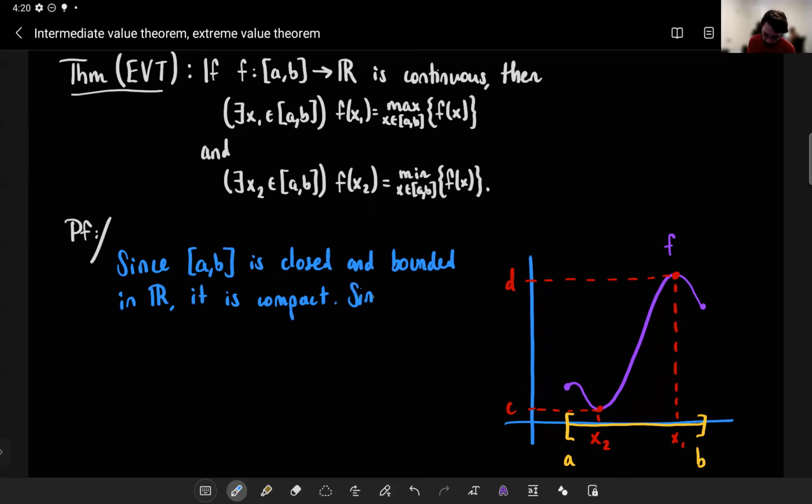And what do we know about the relationship between continuous functions and compact sets? Well, since f is continuous, and since this interval is compact, the continuous image of a compact set is compact. So I'll just say, since f is continuous, this image is also compact.